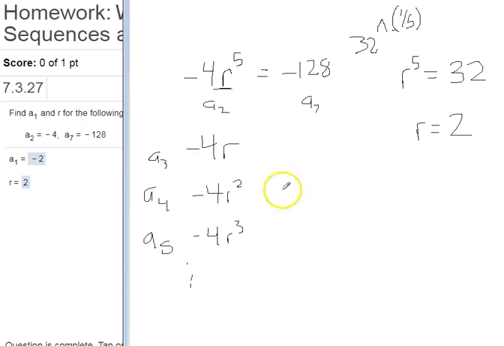So if R is equal to 2, that's one of our answers we want here, but we're also looking for the first term. Well, whatever our first term is, we multiply it by R just one time to get our second term. And we know now all these pieces, R is 2, and our second term is -4. So divide -4 by 2, and you're left with just the first term, which would be -2.